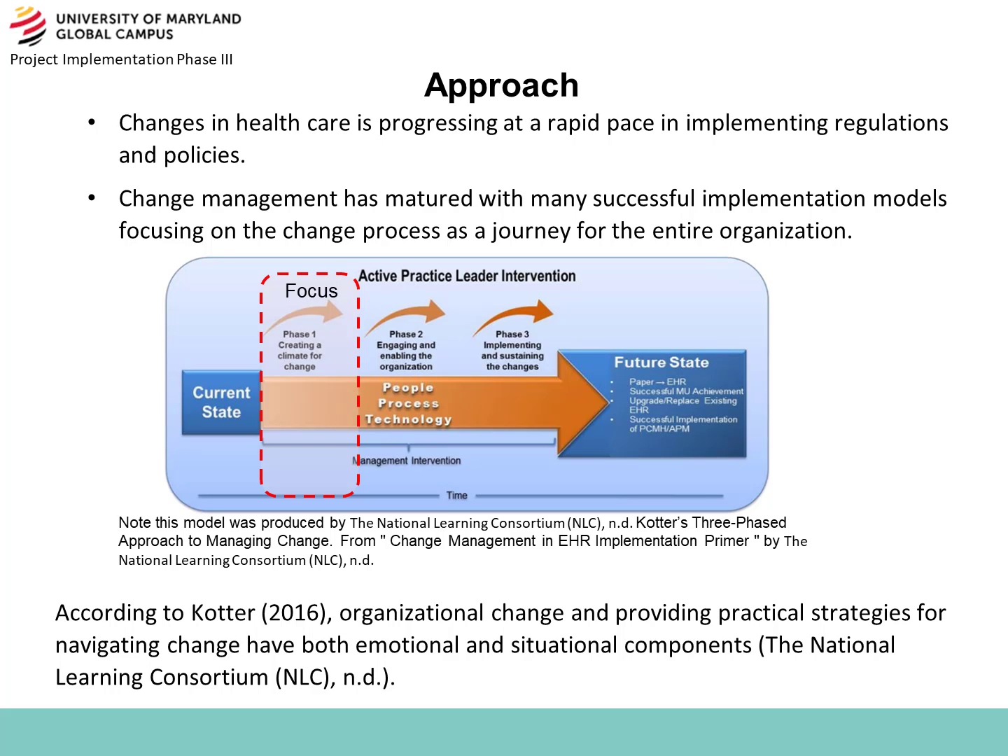For the phase 1 strategy of creating a climate for change, we're going to adopt and use the planning and organizational change skills and strategies developed by John Kotter. Kotter believed that change was both emotional and situational and is a multi-step model. As you can see in the diagram, he has phase 1, creating the change, phase 2, engaging and enabling an organization, and then phase 3, implementing and sustaining the changes.